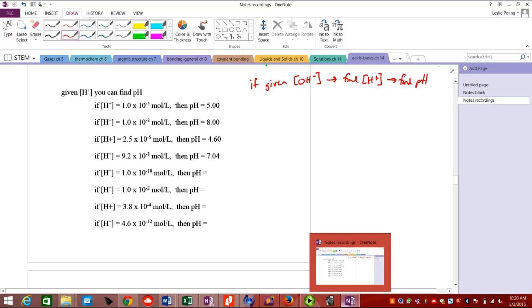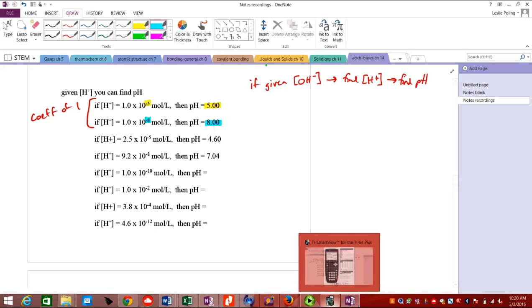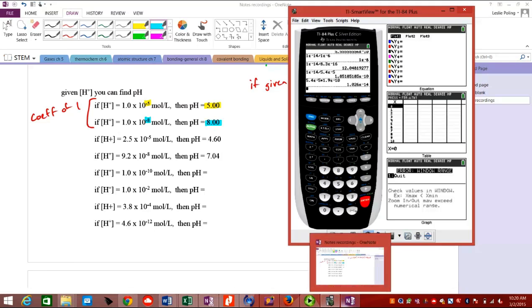Okay, so let's look at these examples. These two examples are similar. They each have a coefficient of 1, and look what happens to the pH. We've got 1 times 10 to the minus 5, and pH is 5. We've got 1 times 10 to the minus 8, and pH is 8. We did it on the calculator: negative log of 1 times 10 to the minus 5. See, we get 5. Calculators can't do significant digits.